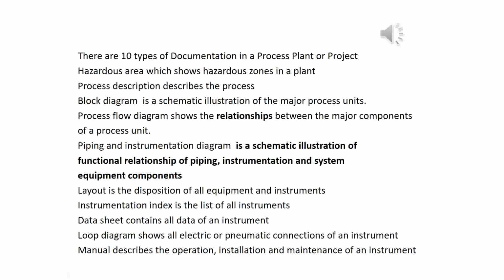There are 10 types of documentation in a process plant of project. 1. Hazardous area, which shows hazardous zones in a plant. 2. Process description describes the process. 3. Block diagram is a schematic illustration of the major process units. 4. Process flow diagram shows the relationships between the major components of a process plant. 5. Piping and instrumentation diagram is a schematic illustration of functional relationship of piping, instrumentation, and system equipment components.